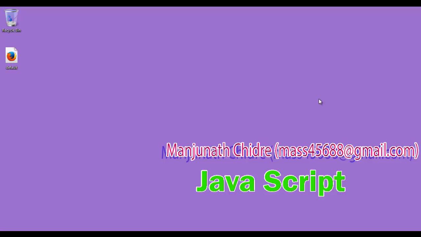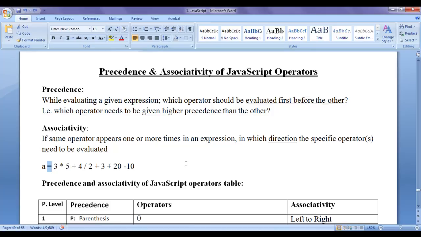From the past few video tutorials, we are trying to understand JavaScript operators. In the previous video tutorials, we have already discussed almost every JavaScript operator. We discussed logical operators, arithmetic operators, relational operators, assignment operator, shorthand assignment operators, bitwise operators, bitwise shift operators, increment operator, decrement operator, conditional operator, and special operators. We are left with one more concept with respect to JavaScript operators, that is precedence and associativity of JavaScript operators.